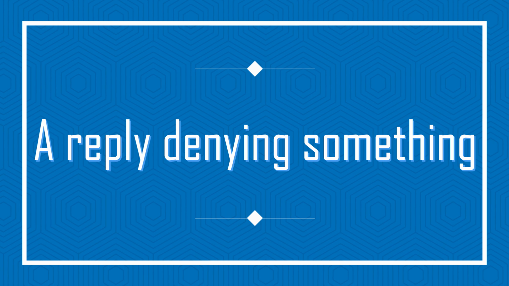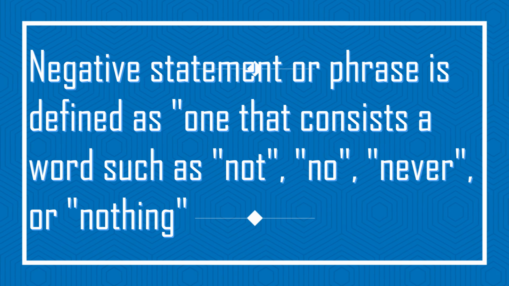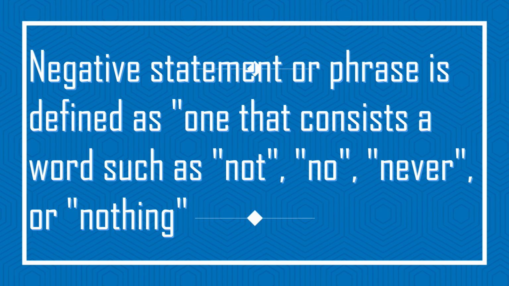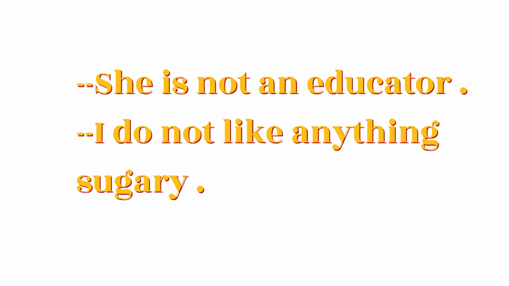Now negative sentences. What are negative sentences? It is easy to understand, right? Whatever is not positive is negative. A reply denying something. Negative statements or phrases are defined as ones that consist of words such as not, no, never, nothing. So when we use this type of words, these are negative sentences. For example, she is not an educator, or I do not like anything sugary. Do not here is negative.